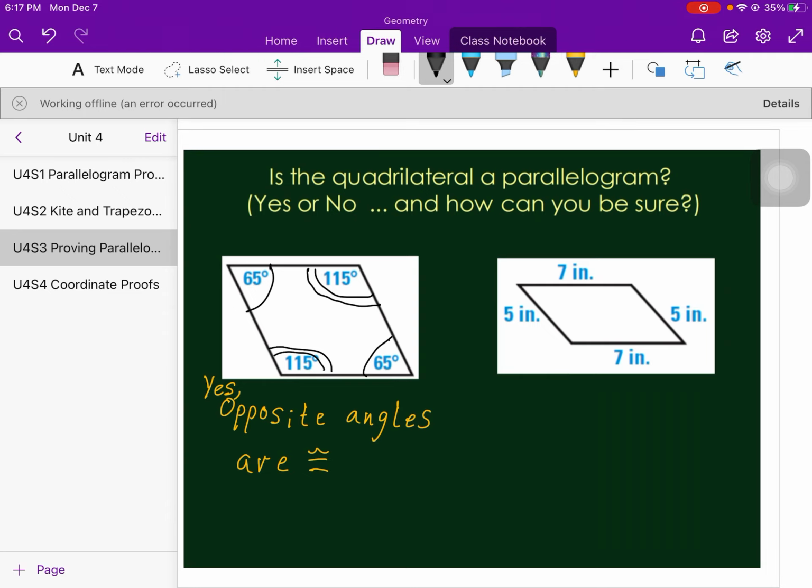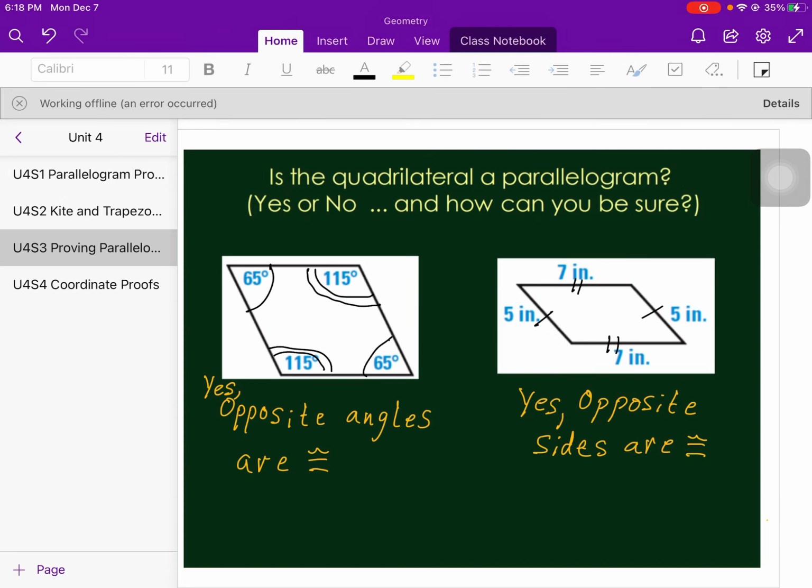For the second one, we know that those two sides are congruent, and those two sides are congruent. Therefore, by opposite sides being congruent, we know it has to be a parallelogram. Yes, opposite sides are congruent. Let's go ahead and do the next one.